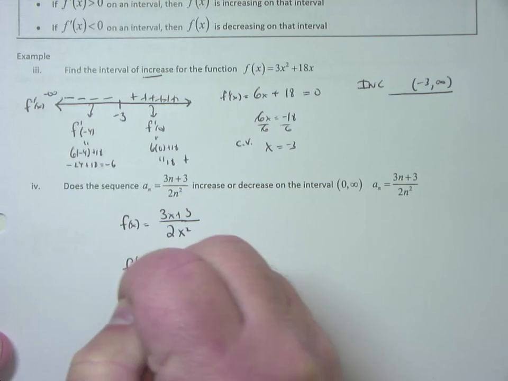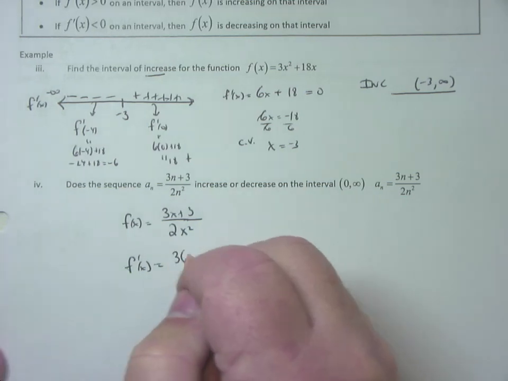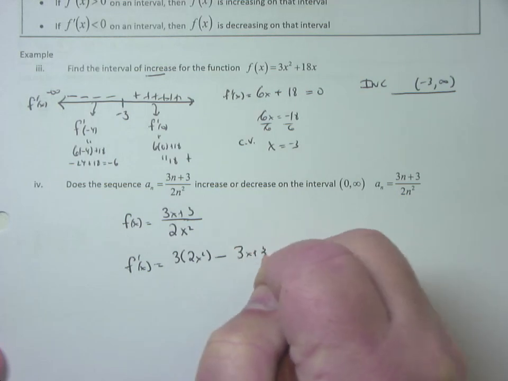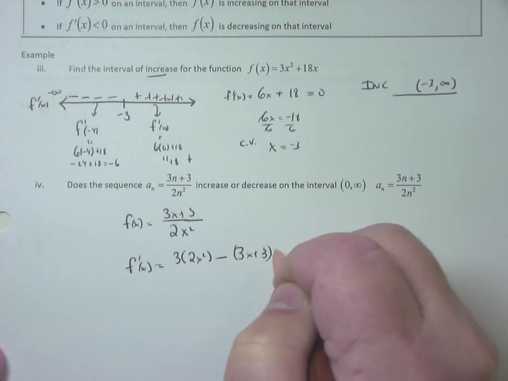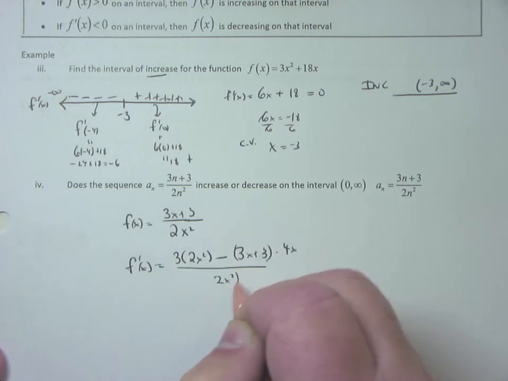I'm going to take the derivative of this guy. What rule would I use to take the derivative of (3x plus 3) over 2x squared? Quotient rule: derivative of the top times the bottom minus the top times derivative of the bottom, all over the bottom squared. So derivative of the top is 3 times the bottom, 2x squared, minus the top, (3x plus 3), notice the wonderful use of parentheses there, times derivative of the bottom, 4x, all over the bottom, (2x squared) squared.